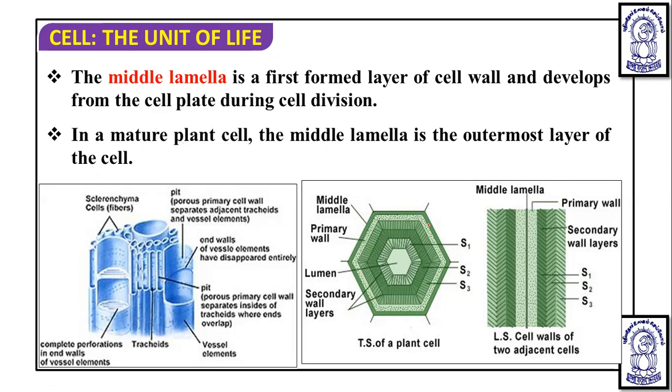Now, when we see the cell wall, this is the outermost middle lamella. Then you will see the primary wall. Inner to that, you will see the secondary wall layers, and inner to that, you will see the lumen, as we see in the transverse section of the plant cell. So this is the middle lamella, this is the primary wall, this is the secondary wall. Inner to the primary cell wall you will see the secondary wall, and the secondary wall layers S1, S2, S3 are found in the secondary cell wall. Inner to the secondary cell wall, the tertiary cell wall is found in some plants.